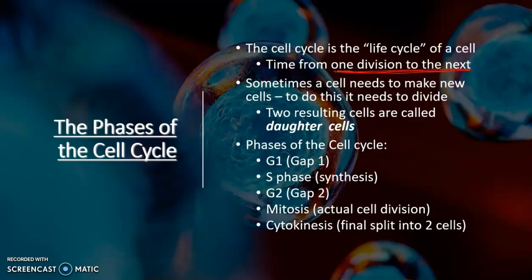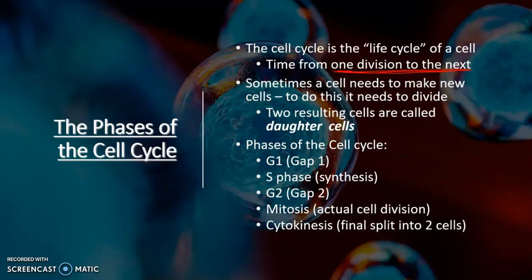sometimes a cell needs to make new cells. You don't have a finite number of cells in your body. They are continuing to grow, divide, make new ones, recycle, get rid of some. So it is a constant flux with the cells. But sometimes it is necessary to make new ones.